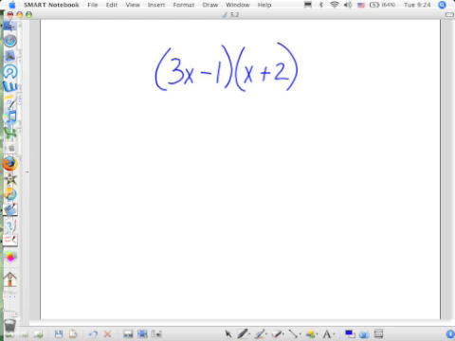Okay, on your paper, I want you to use FOIL to multiply these 2 binomials together. Annalise, would you come to the board and solve it, please?